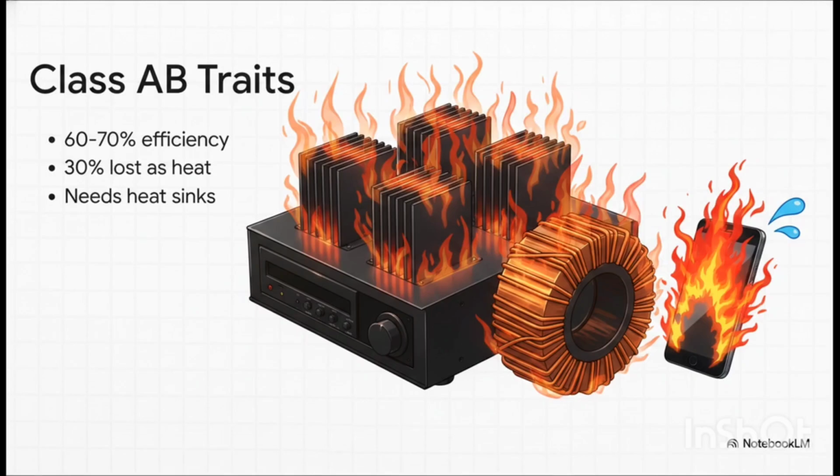But it's still a compromise, you know? You're still losing about 30% of power as heat. A 700-watt Class AB amp is still blasting 300 watts of waste heat per hour. You still need big heat sinks and heavy copper transformers. That means Class AB is way too bulky for small portables. Try cramming one into a smartphone and it would drain your battery in minutes and probably burn your hand in the process.